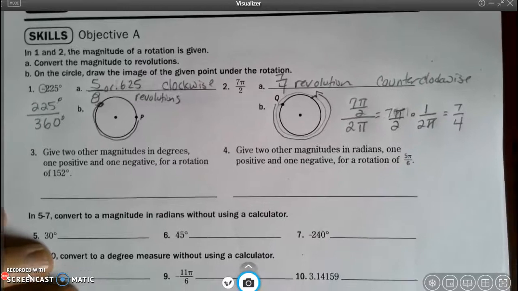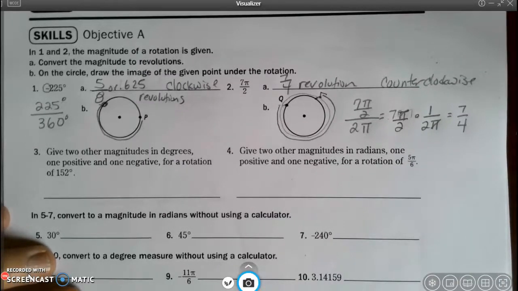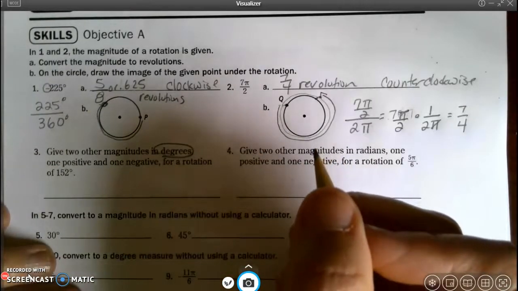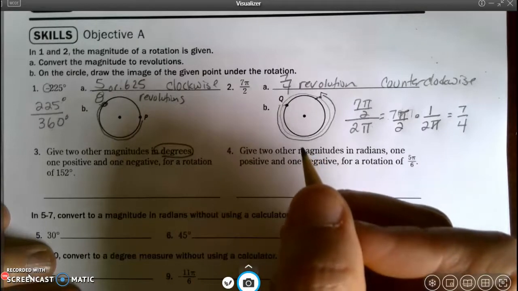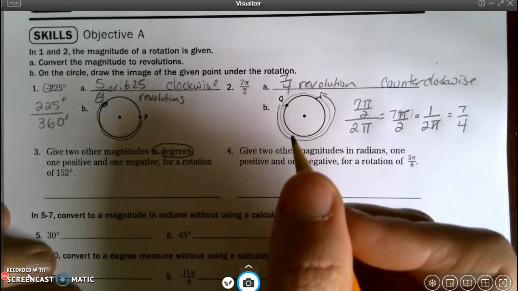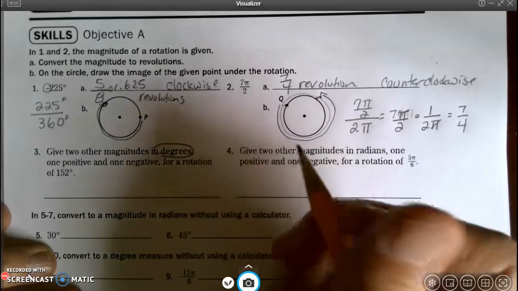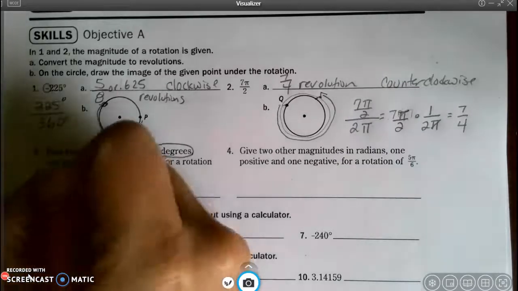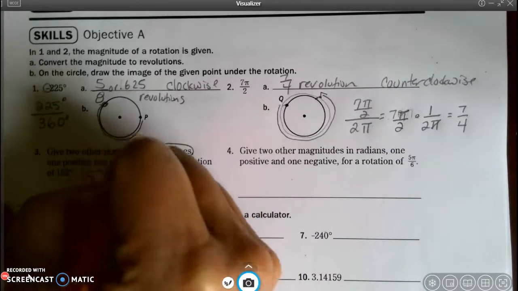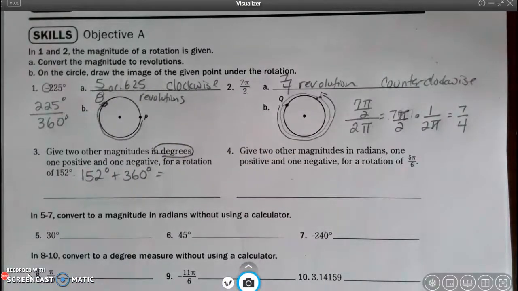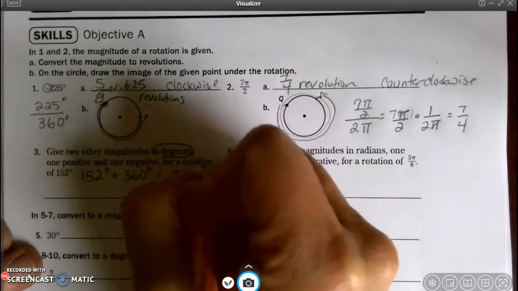Right. Number 3, give 2 other magnitudes in degrees. So it's going to be in degrees, 1 positive and 1 negative for a rotation of 152 degrees. All right, so if I want to have a rotation that's 152 degrees, to find another positive one, I could just go around the circle again and I'd still be at 152. So I could just say 152 and add 360, meaning go all the way around the circle again. And when I take 152 and I add 360, I get 512 degrees.